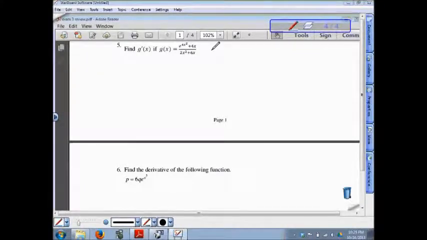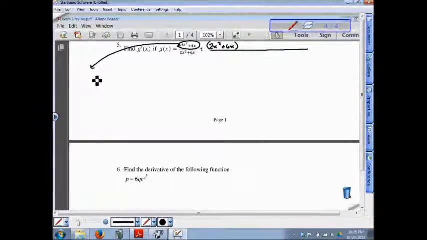Okay, question 5. It's kind of an involved one. This is a quotient rule. So it's low d high minus high d low all over low squared. So start with low, 2x squared plus 6x. Now we have to multiply it by the derivative of the top function. The derivative of the top function is the derivative of the separate terms of this top function, so this is going to be e to the 4x squared times 8x for the chain rule part, plus the derivative of the second part. So this is equal to 8x times e to the 4x squared plus 4. So that's what we multiply by here.